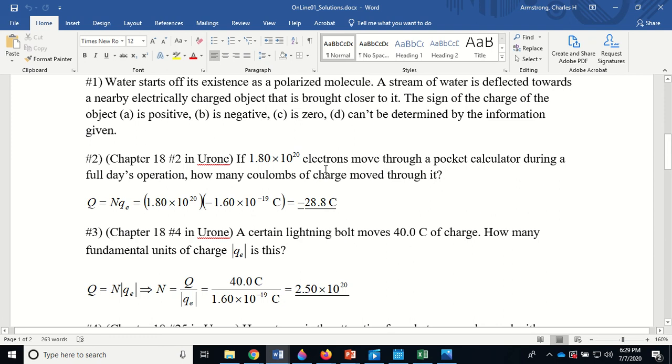Okay, this is actually pretty easy because you already know how many electrons move through there. So that many electrons, you know what the charge is on each electron. Q is going to be equal to the number of electrons times the charge of each electron. So it's going to be minus 28.8 coulombs of charge would have moved through that pocket calculator in a full day's operation.